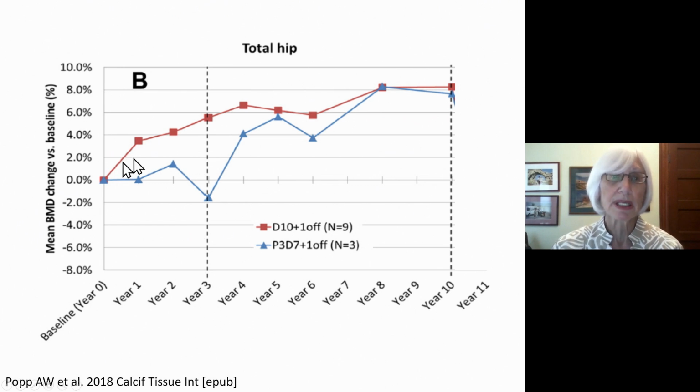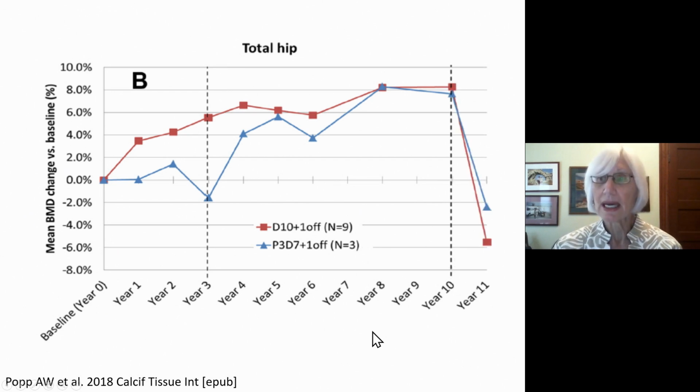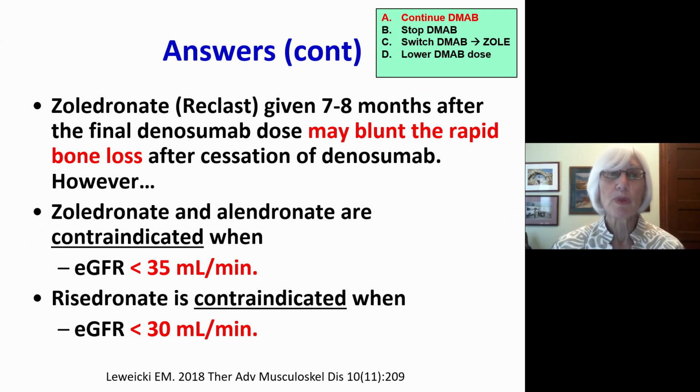This shows what happens with bone density. This is a group of patients who took denosumab for 10 years. They gained 8% at the total hip bone density. At year 10, the drug was stopped. And this is what happened to bone density within 1 year. It actually dropped below baseline. That's how rapid the loss can be. So why not give zoledronic acid?